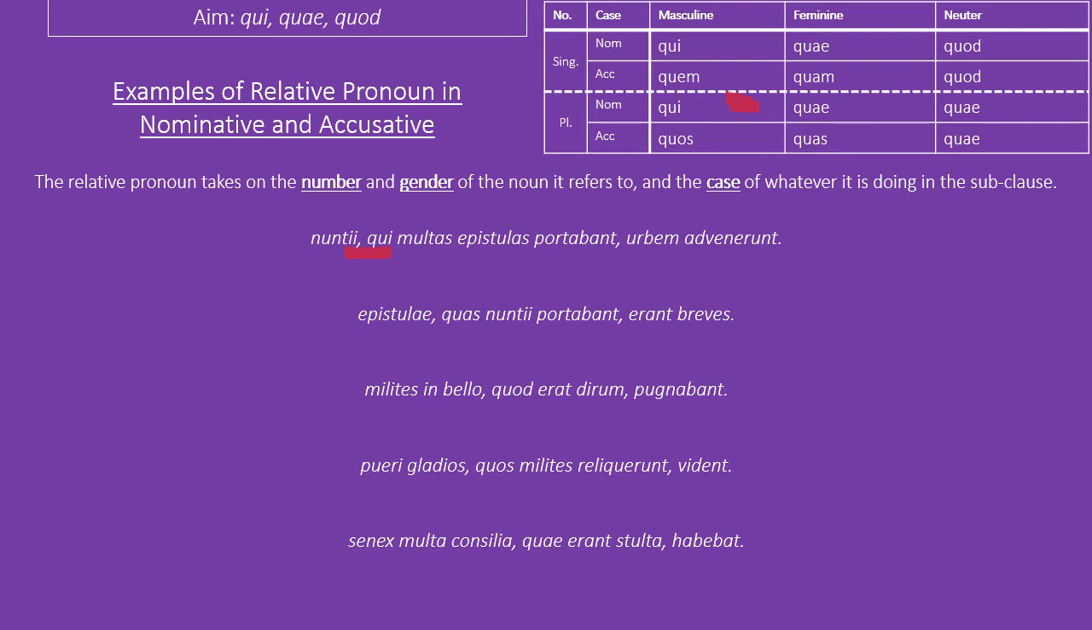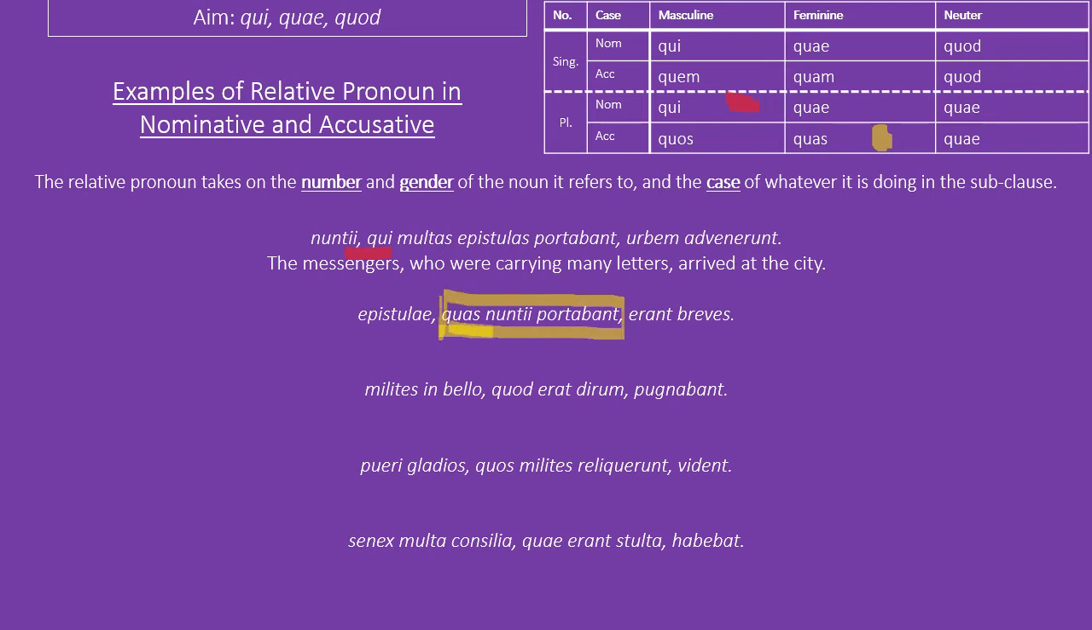The messengers, who, it's nominative, so we know it's going to be "who", were portabant multas epistulas, carrying many letters, arrived at the city. So we can see here we have a nominative plural, and that is helpfully describing what's going on. If we look at the second sentence, however, we can see quas. Quas is accusative, which tells us that the letters are not doing anything in our little subclause. So the epistulae, the letters, erant breves. That's the main sentence. The letters were short.